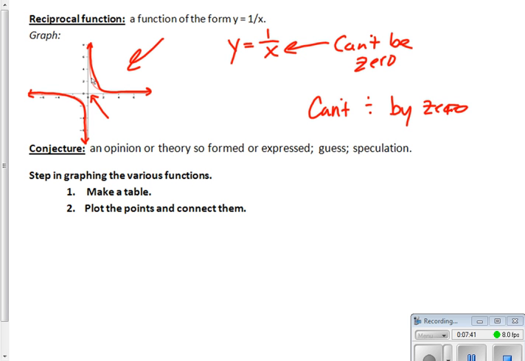A conjecture is an opinion or theory used to express a guess or speculation. Basically, you might have heard of a hypothesis in science, very similar.